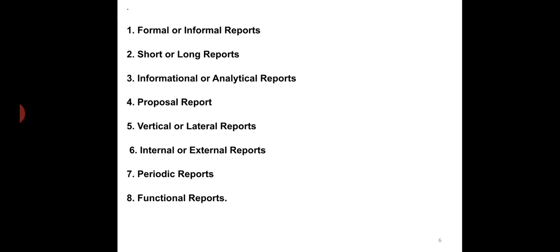Analytical report means it is related to the scientific research, like a feasibility report. Feasibility report, in the sense, is nothing but to verify or check the possibility of the project, report and real estate appraisal, everything. So that attempts to solve the problems, that is analytical report.